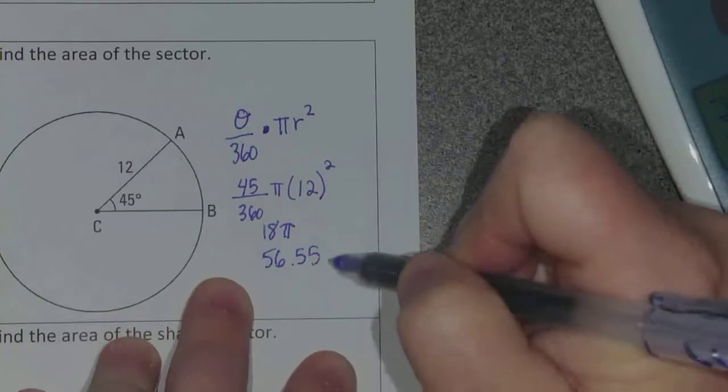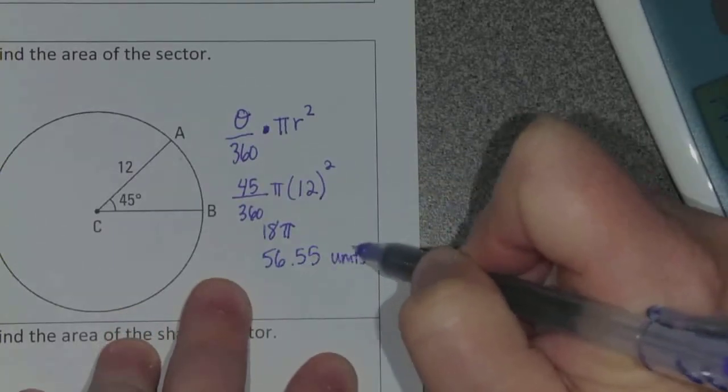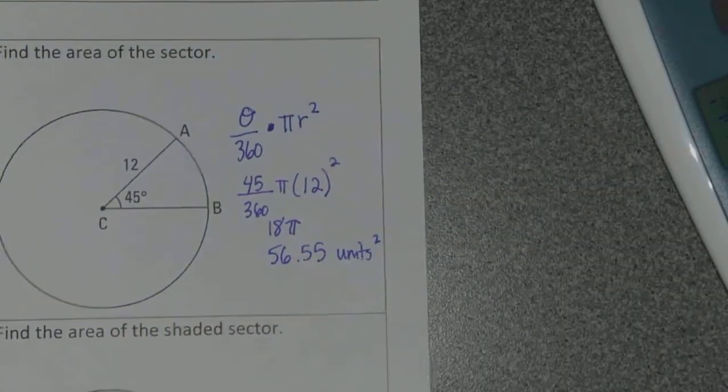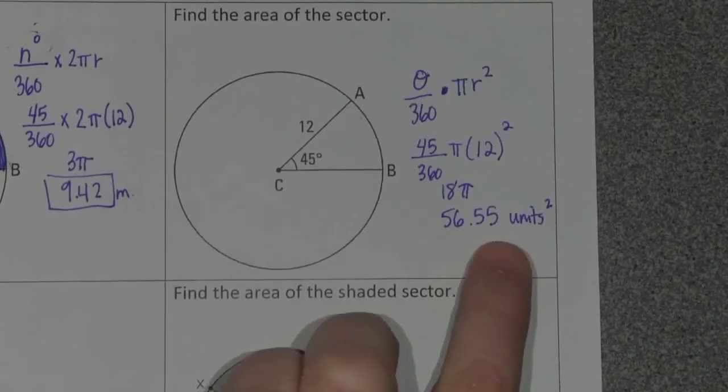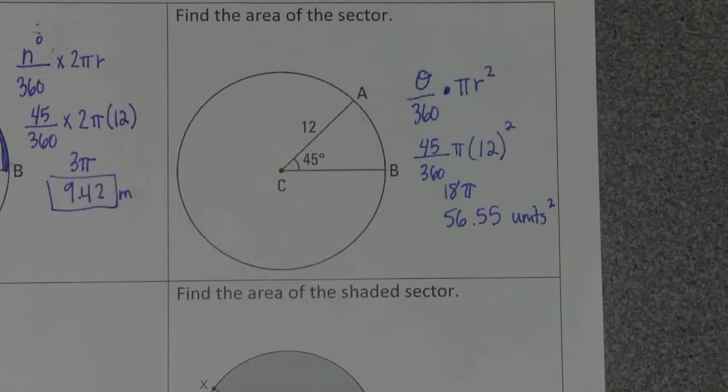This answer would be in units squared because it's an area. Do you guys remember that anytime we have an area, we want to square the units of measurement because it's a length times width kind of a process there for area. Okay, questions on how I use that formula to find the area of the sector?